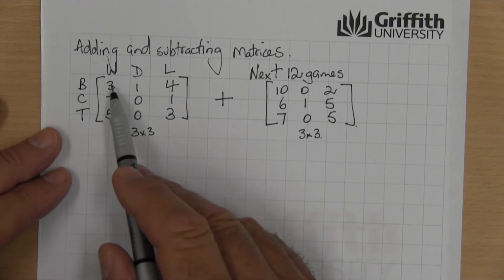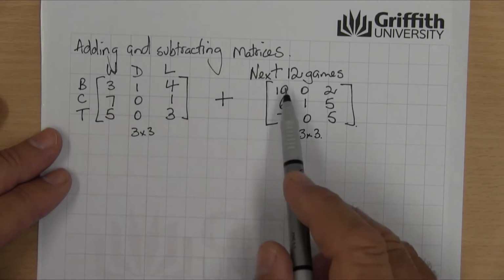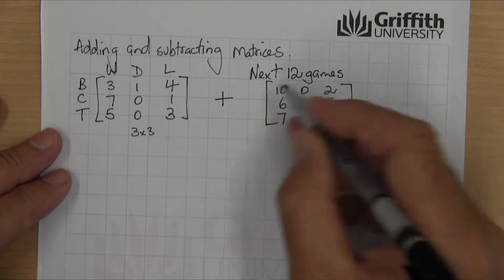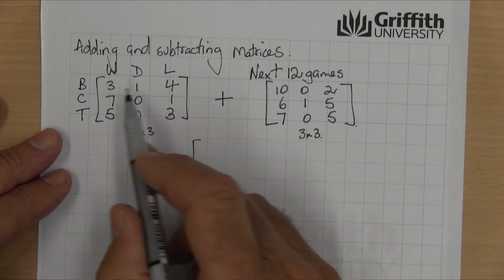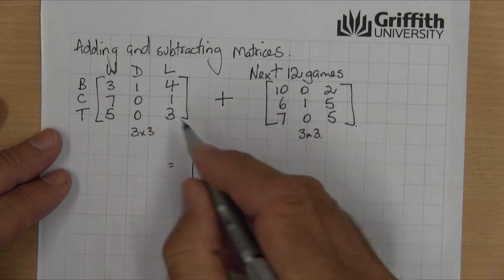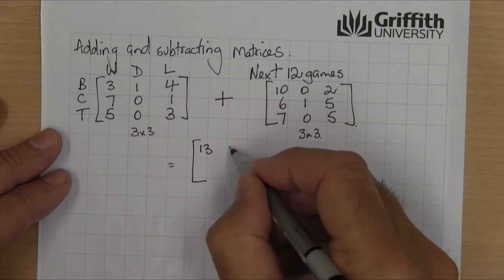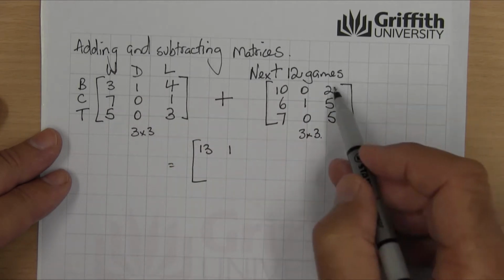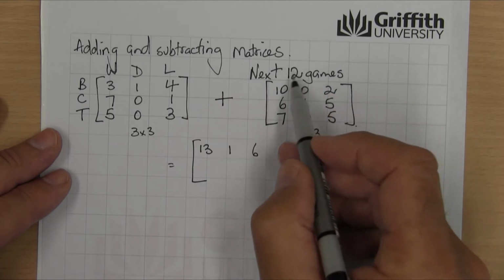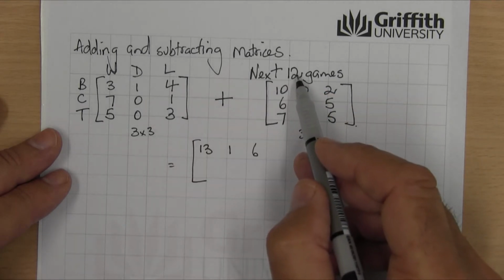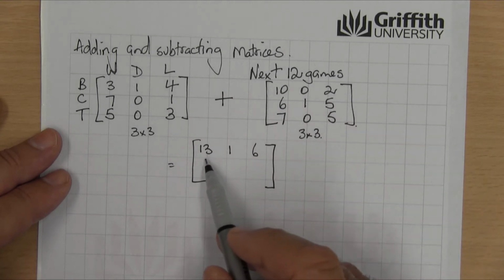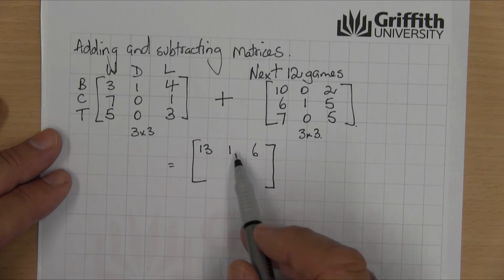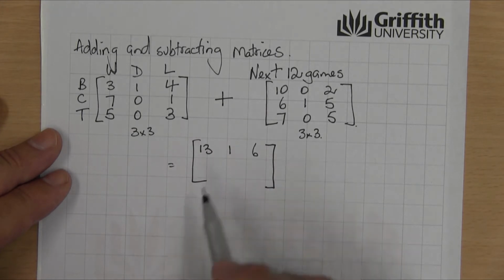So here we've got an entry in the first row and first column, and we add it to the one over here in the first row and first column. So when we add these 2 matrices together, we add 3 and 10 and we get 13. We add the 1 and the 0 and get 1. And we add the 4 and the 2 and get 6. So this was the first 8 games, this is the next 12. So after the first 20 games, Broncos have got 13 wins, 1 draw and 6 losses.